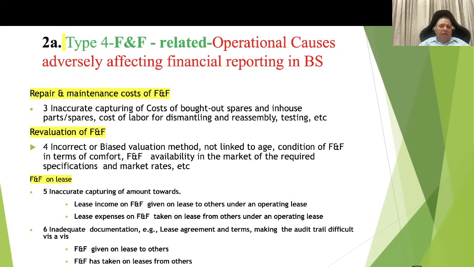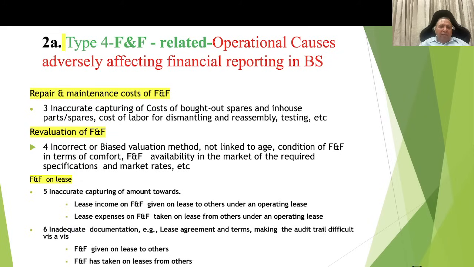Revaluation of the F&F. Incorrect or biased valuation methods not linked to the age, condition of the F&F, in terms of the comfort, F&F availability in the market of the required specification and market rates, etc., can also influence the financial reporting. F&F on lease.